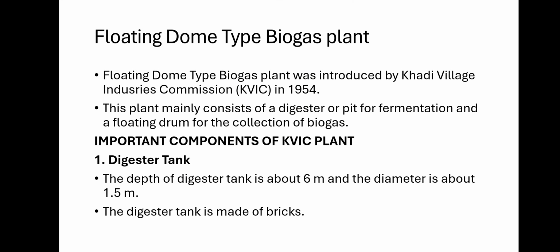There are two types of biogas plant. One is the floating dome type biogas plant, and another one is the fixed dome type biogas plant. The floating dome type biogas plant is called the KVIC, Khadi Village Industries Commission model, and the fixed dome type biogas plant is called the Janata type.